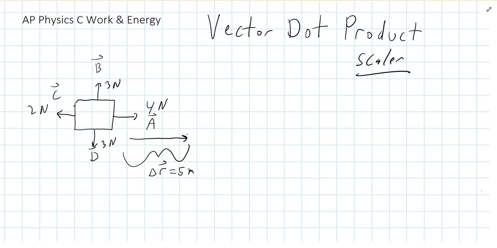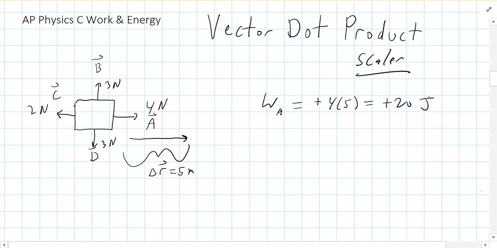All right, so if I were to ask you, what's the work done by the 4 Newton force? Okay, so the work done by A. All right, well, first of all, plus or minus or zero. Hopefully you understand it's plus. The A is in the direction of the delta R, okay? And you would just do force times delta R, so it'd be 4 times 5, and you would get plus 20. And it would be joules if these were newtons and we were moving in meters.